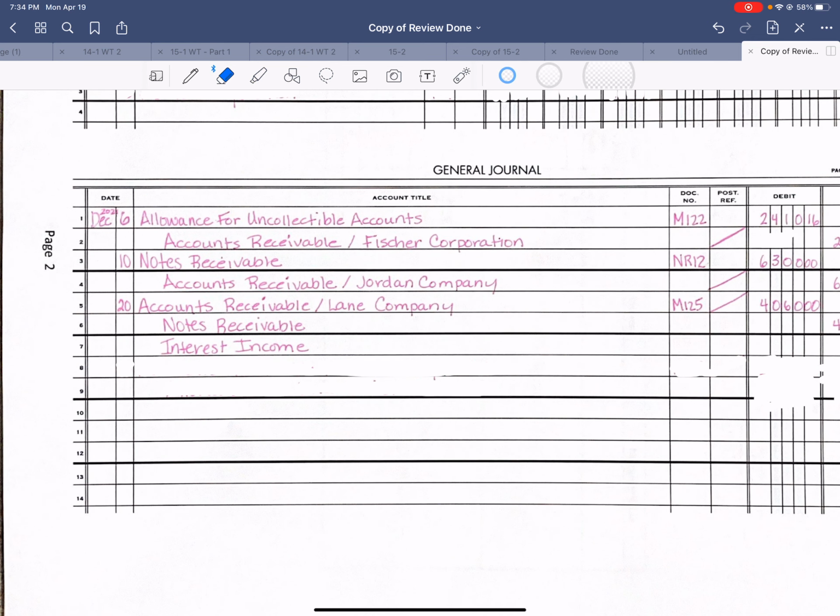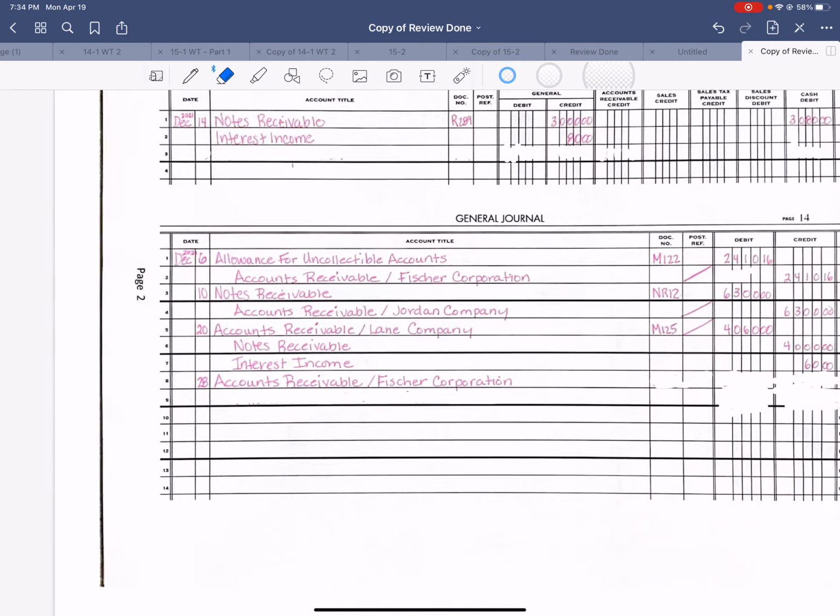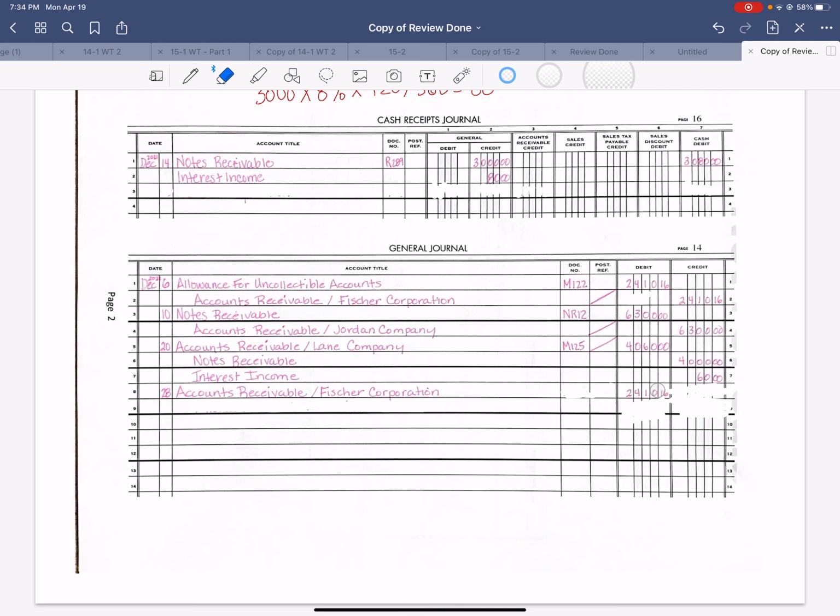All right, to reopen the account, it's the 28th. We need to debit accounts receivable, Fisher Corporation, and the amount that belongs in his account is $2,410.16. And we're going to credit allowance for uncollectible accounts because now we realize this is a true value. And remember, our allowance for uncollectible accounts is just an estimate. And it is Memorandum 128.